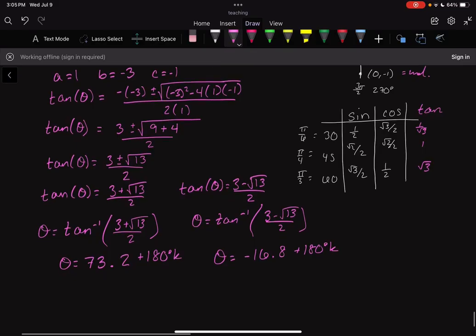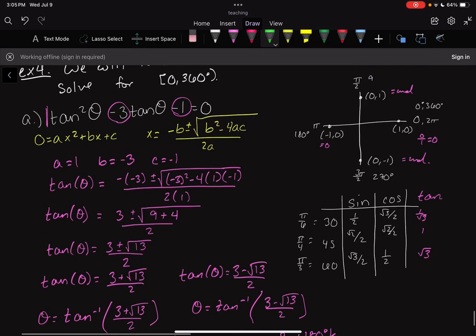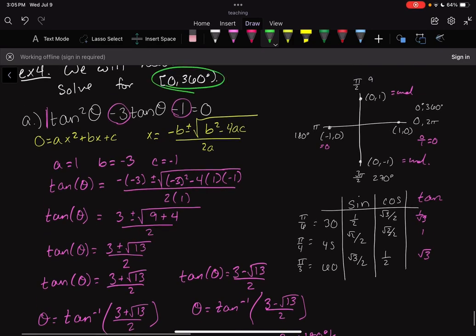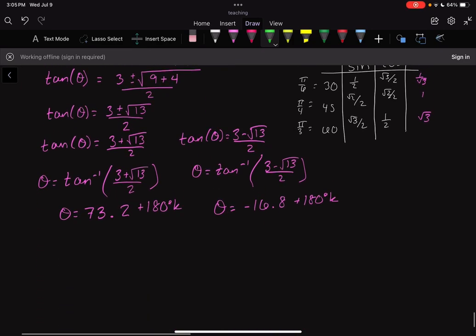Alrighty. Now here's where we have to be careful for this one. I need to find answers from 0 to 360. See? So I'm going to have to figure out which ones will fit. So 73.2 fits. If I add 180 to that, let's see what I get. 253.2, okay, so that one works. If I add 180 again, 433, so that one is not going to work. So that's it for the first equation.